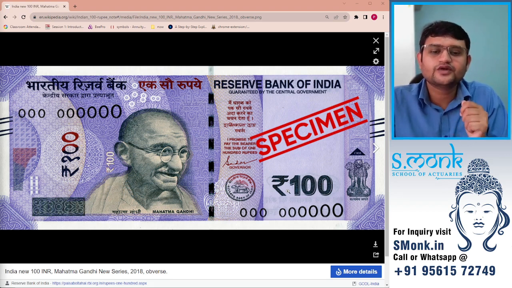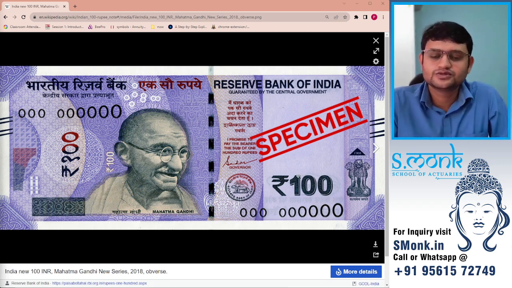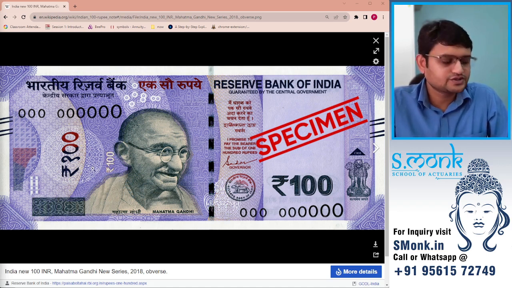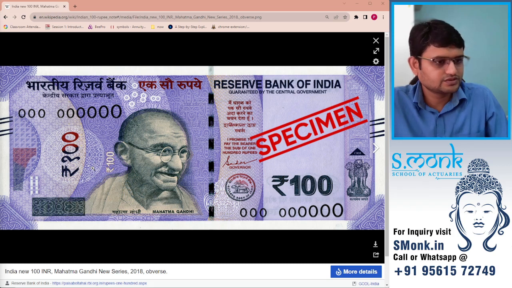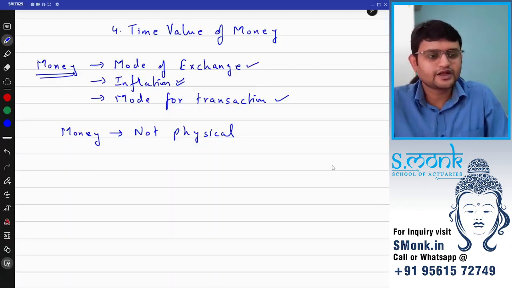The reason it would work is because people believe in the US government. They promise that $1 is worth that much. So if this physical note is just a promise, what is this 100 rupees? What is this 100 rupees? Can anybody tell me?